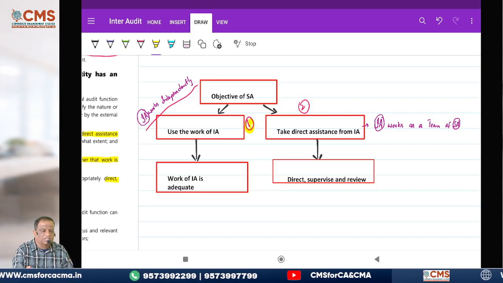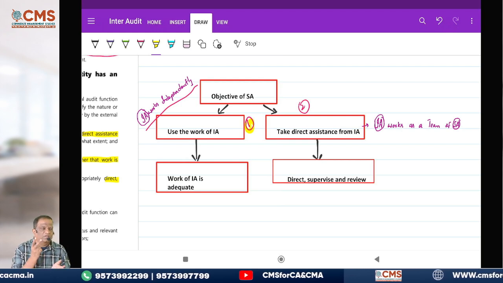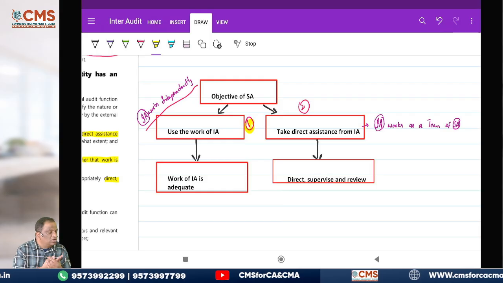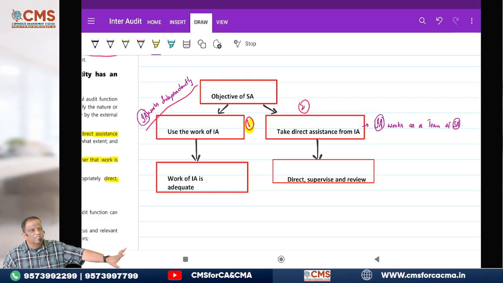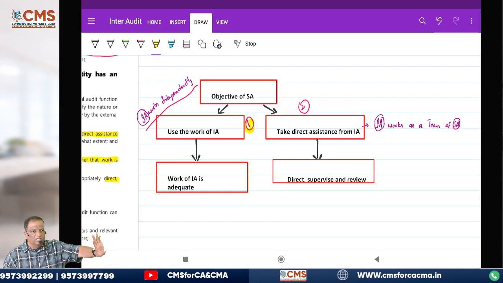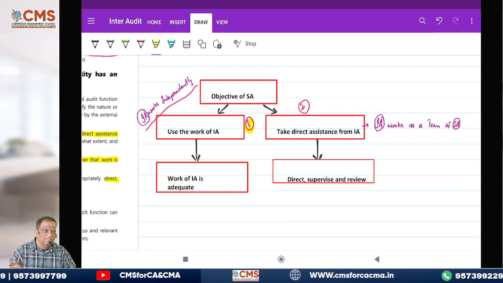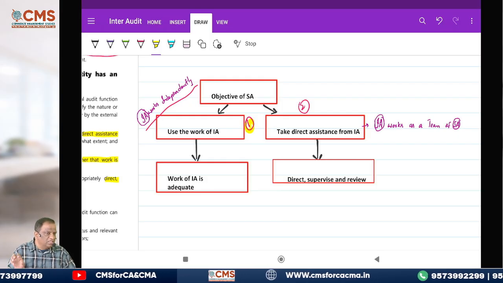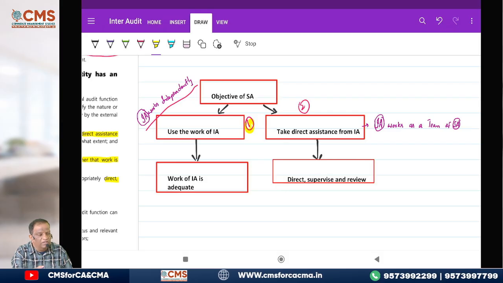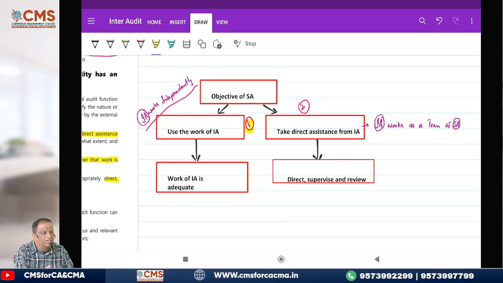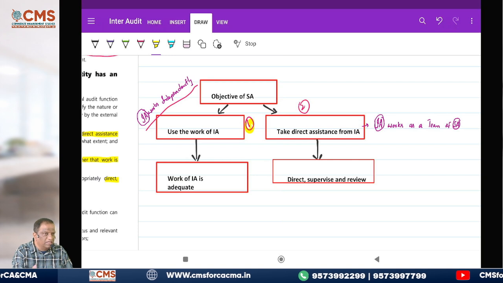We need to ask when, because there are two ways the statutory auditor uses the internal auditor. In situation one, the internal auditor is independent. Like I said, you did the work, I didn't monitor, so I am taking your work and reviewing it. In the second case, you are working under me. That is the direct assistance. So the objectives of the stat auditor depend on whether the internal auditor is independent or is part of the stat audit team. That is the direct assistance.